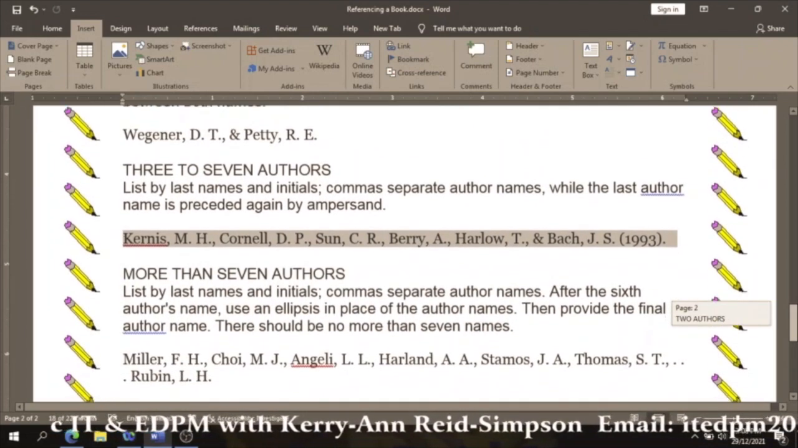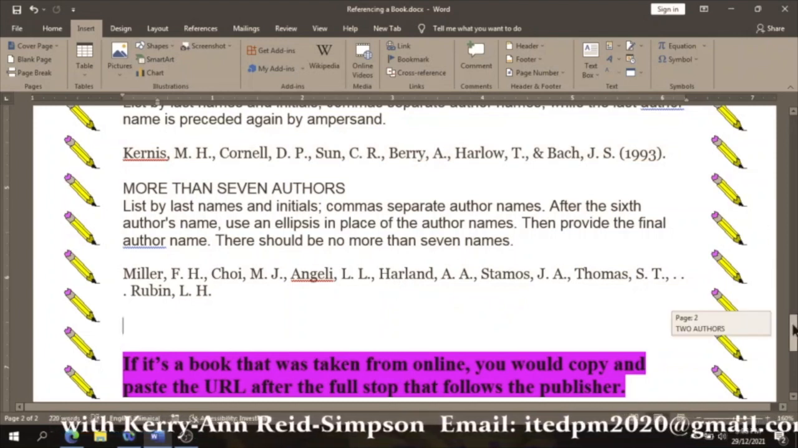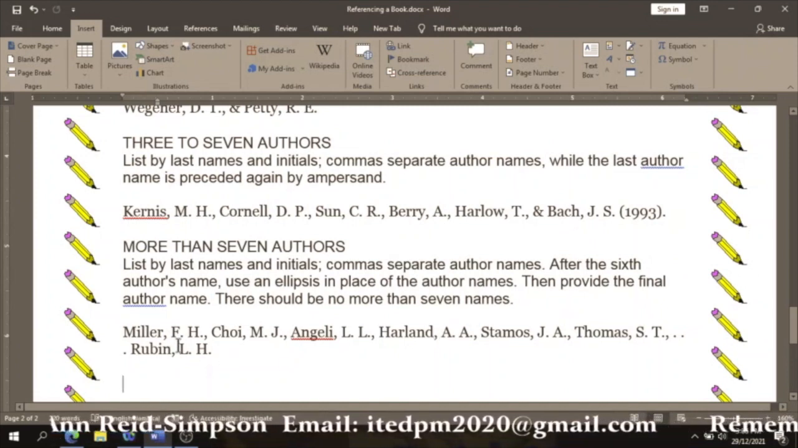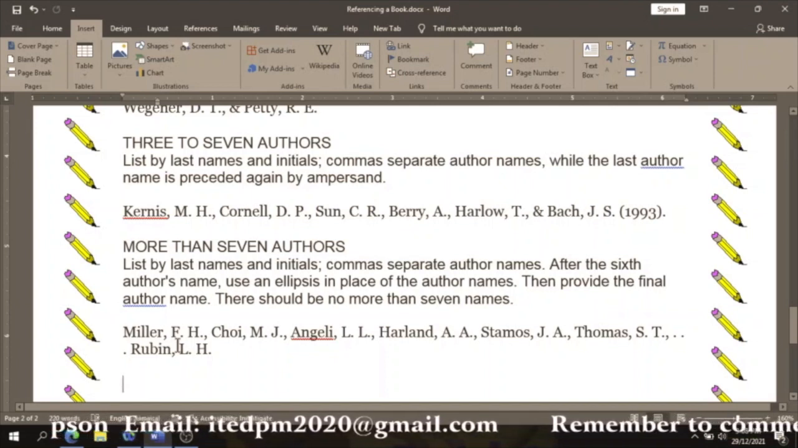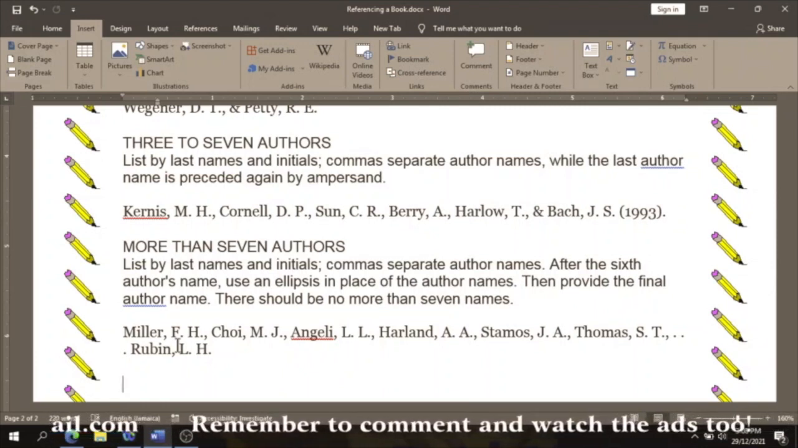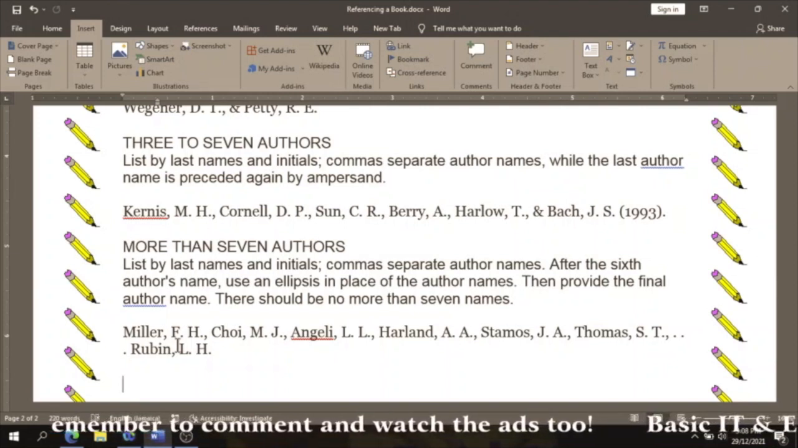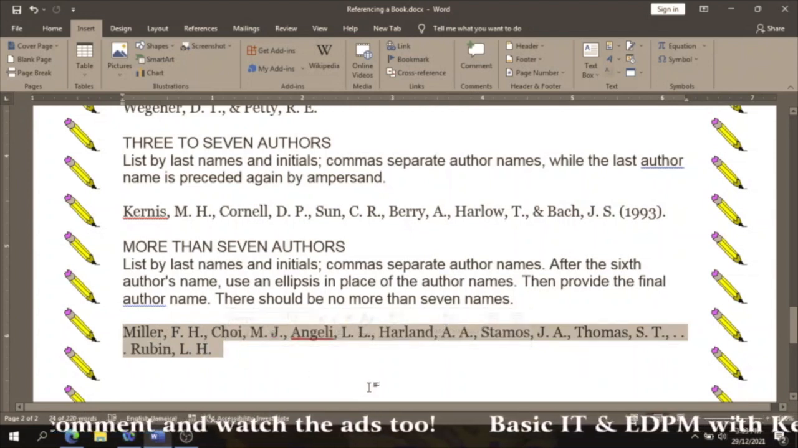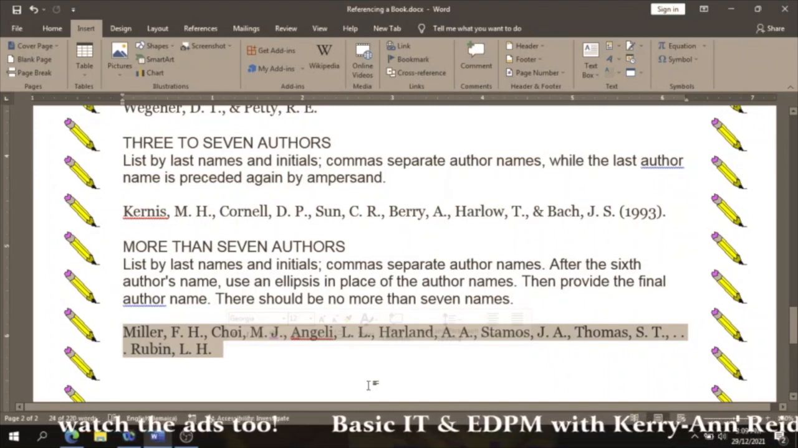All right. What if it is a book that has more than 7 authors? You would type all the names and put the comma as usual, but after the 6th name you would use an ellipsis, right? The 3 dots that normally follow, we call it an ellipsis. So an example is right here. I'm going to highlight it and you will see exactly what it would look like if it is a book that has more than 7 authors.